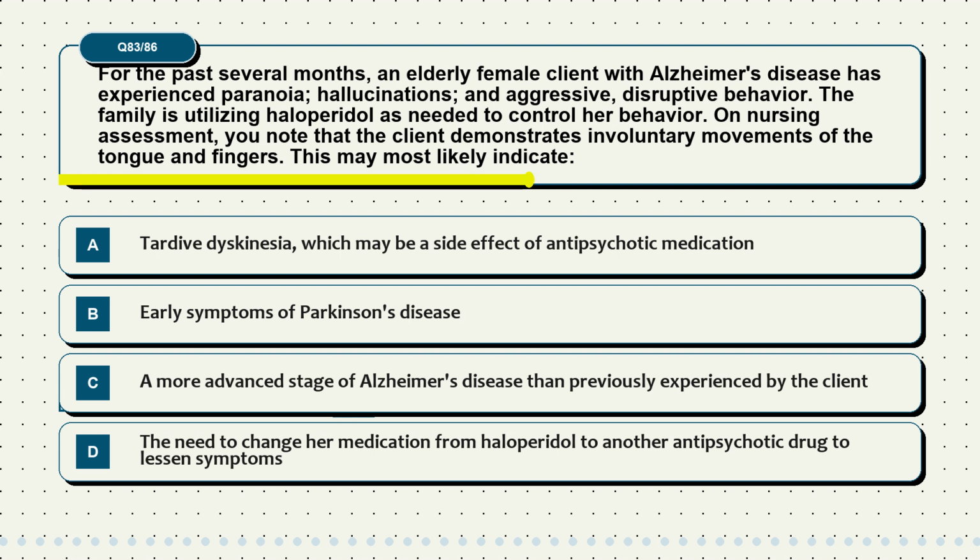Option A. Tardive dyskinesia, which may be a side effect of antipsychotic medication. Option B. Early symptoms of Parkinson's disease. Option C. A more advanced stage of Alzheimer's disease than previously experienced by the client. Option D. The need to change her medication from haloperidol to another antipsychotic drug to lessen symptoms.